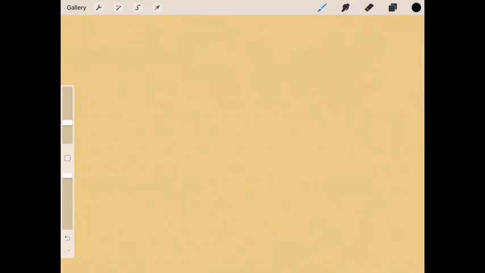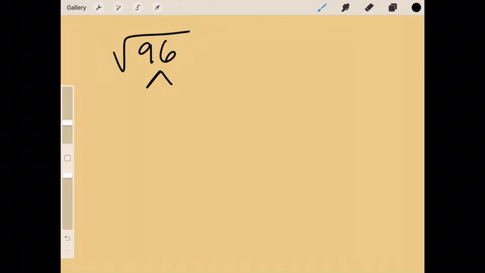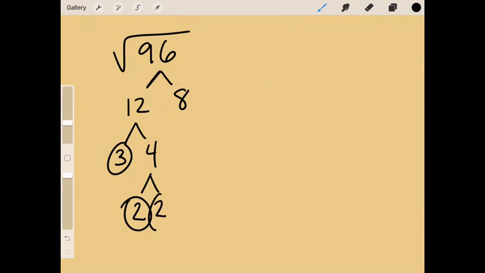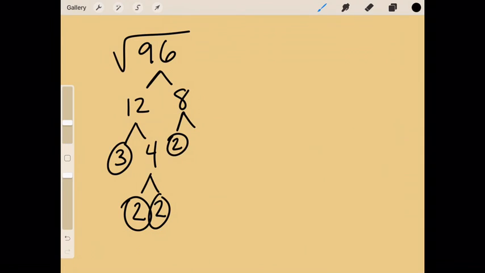All right, one more. We have the square root of 96. So 96, that is divisible by a bunch of different numbers. Which one comes to mind first for you? A lot of people immediately think of 12 and 8. 12 gets broken down into 3, which is prime, and 4, which is not. 4 gets broken down into 2 and 2. 8 gets broken down into 2 and 4. 2 is prime, 4 is not.